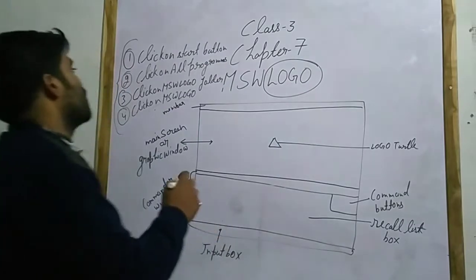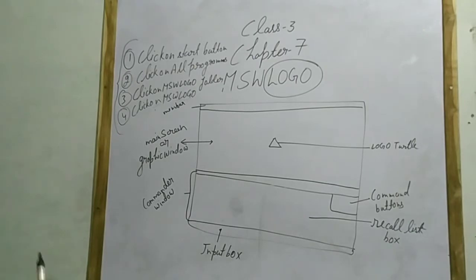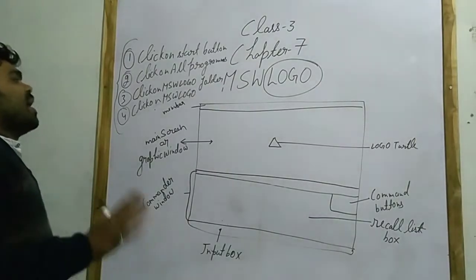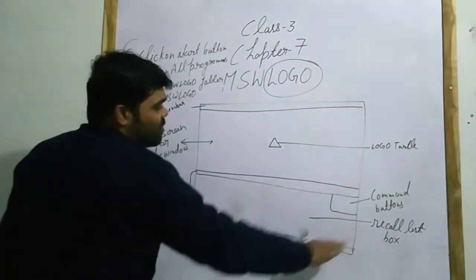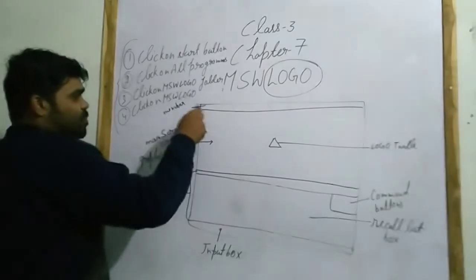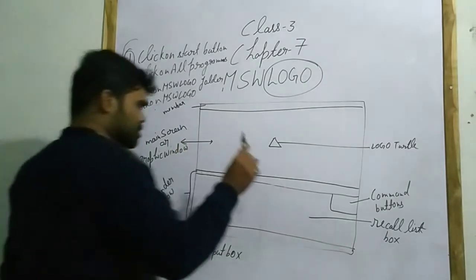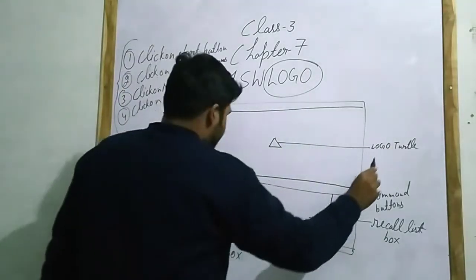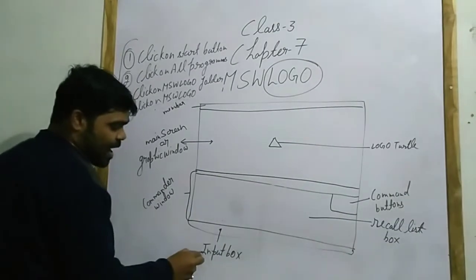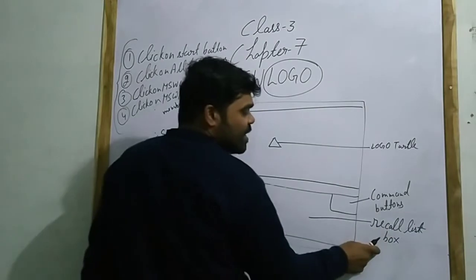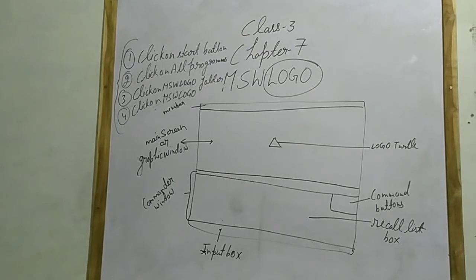When you follow these steps, click on the Start button, click on All Programs, then click on the MSW Logo folder, and after that click on MSW Logo. When you click on this, you can see the screen open in front of you. This part is your menu bar. This is your main screen or graphic window. This is your Logo turtle. Here is the commander window. This is your input box. After that, the recall list box, then your command buttons. This is the screen when you click on MSW Logo.